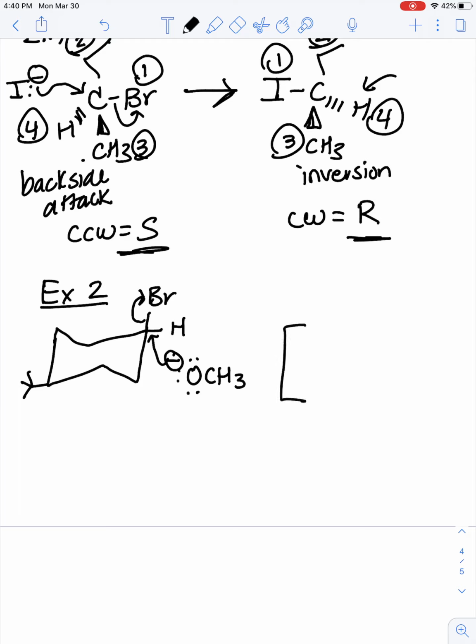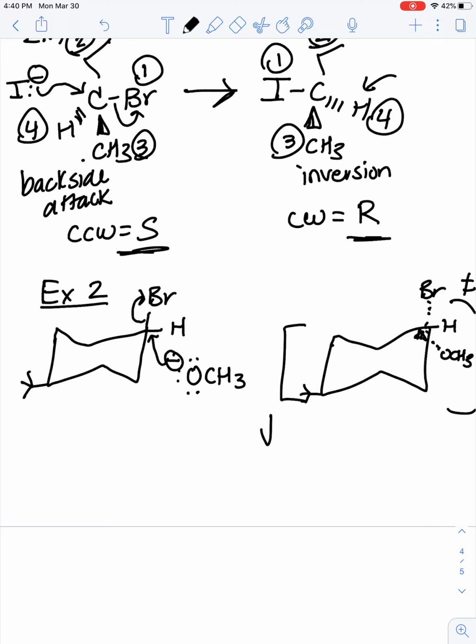Our transition state here has our bulky tert-butyl group right here. We have our bromine, hydrogen, and then again this pentacoordinate species. Then our product is going to look like this: our tert-butyl is still going to be in the equatorial position. Our hydrogen now is going to be axial, and that methoxy will now be equatorial.